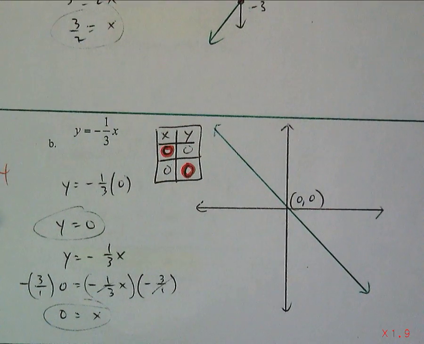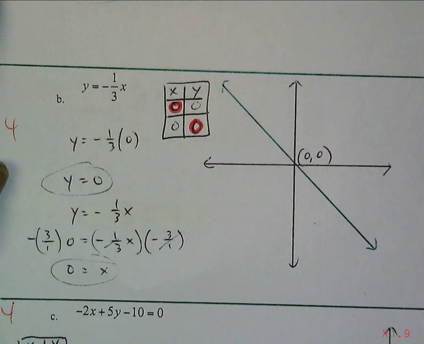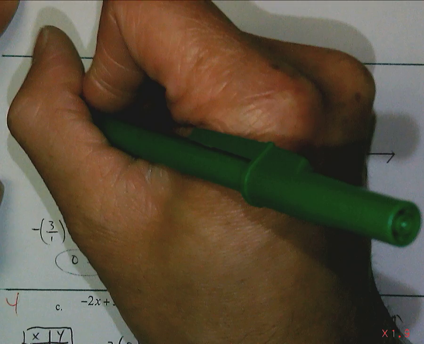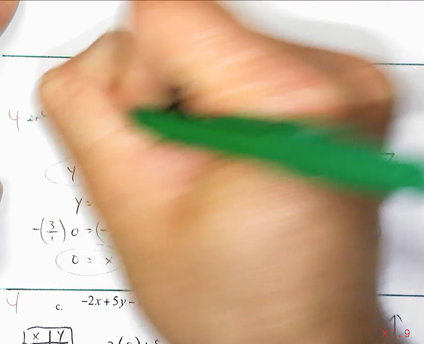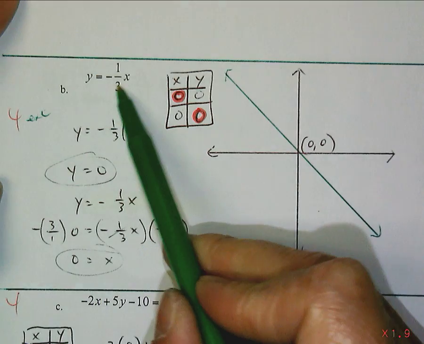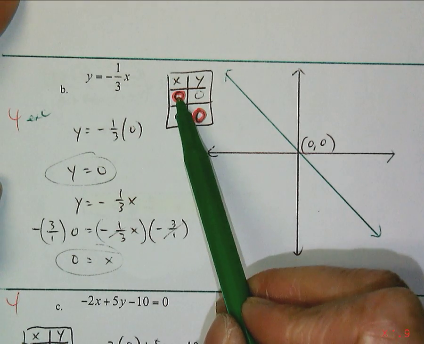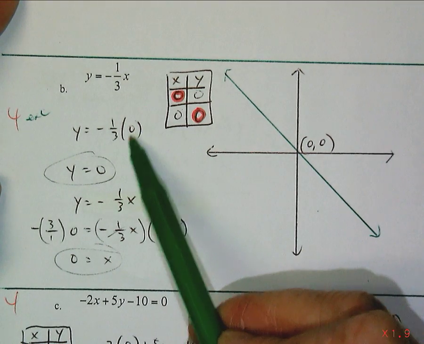For 4b, y equals negative 1/3 x. I decided to make this question extra credit, so this is 4 points extra credit. The reason why is because you didn't have a y-intercept here. So when you substitute in 0 for x, you'll get y equals 0.